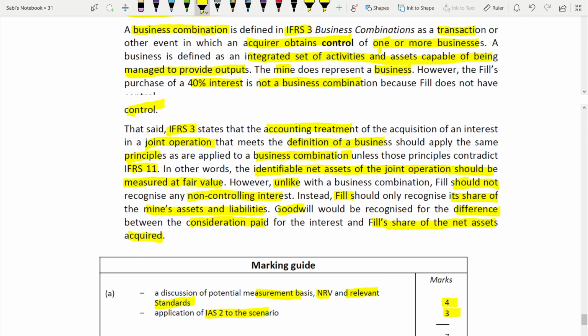So consideration paid minus the net assets of Phil. You just take the difference between the two. That is known as goodwill that you recognize. Okay, but in a normal business combination, when you buy a subsidiary, you add NCI also, right? NCI plus consideration minus net assets of the subsidiary. Here the only difference is that NCI is not taken. It is simply consideration minus net assets, that's it. So that's the only difference.